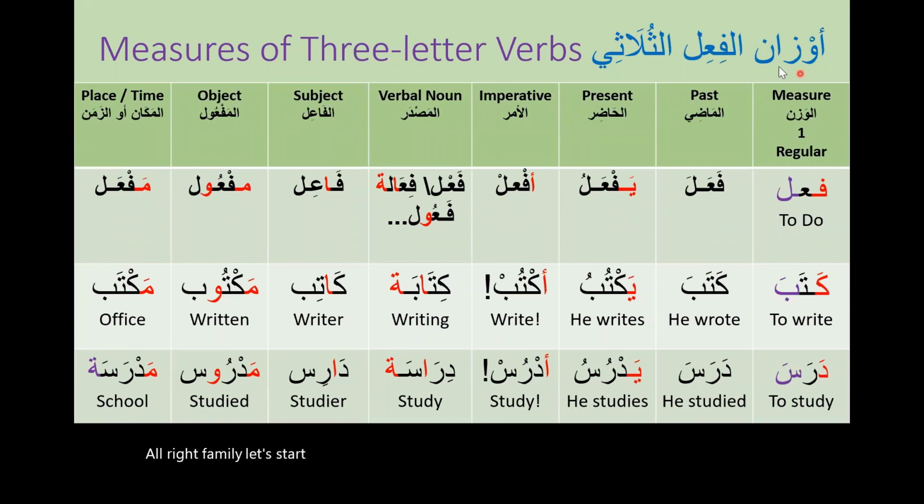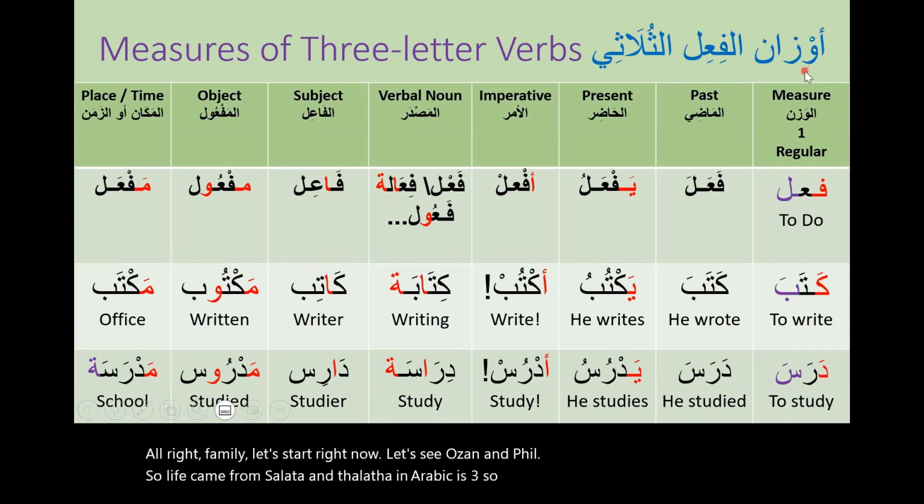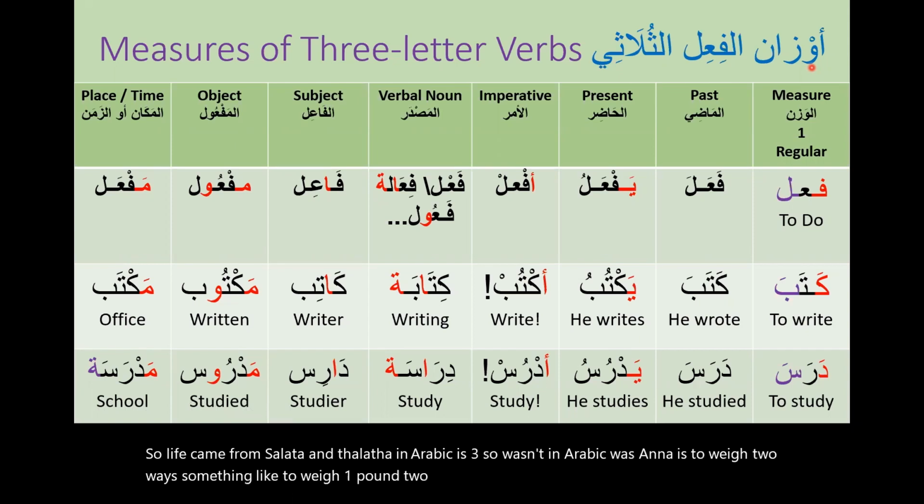Let's see أوزان الفعل الثلاثي. ثلاثي came from ثلاثة, and ثلاثة in Arabic is three. So وزن in Arabic is to weigh, like to weigh something, like to weigh 1 pound, 2 pounds, 3 pounds. That's وزن. أوزان means measures, that's the plural form, measures.